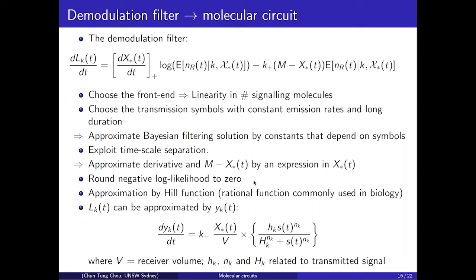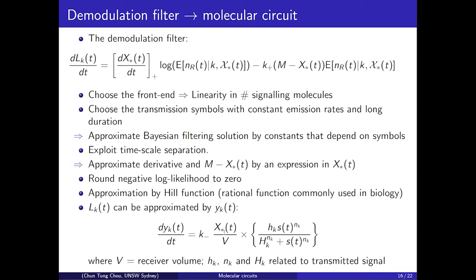And one more thing that we have done is we are going to approximate the Hill function, which is a rational function that's commonly used in biology to do this circuit. So ultimately, after all these approximation steps, we can show that this log likelihood can be approximated by this quantity ykt, and ykt obeys this differential equation.